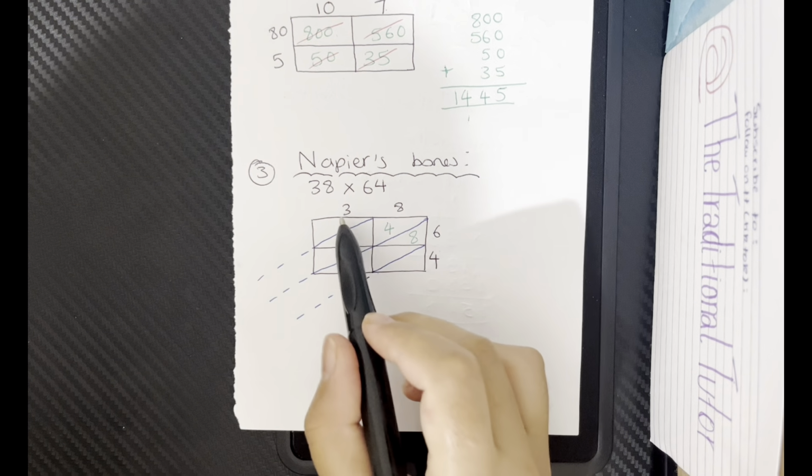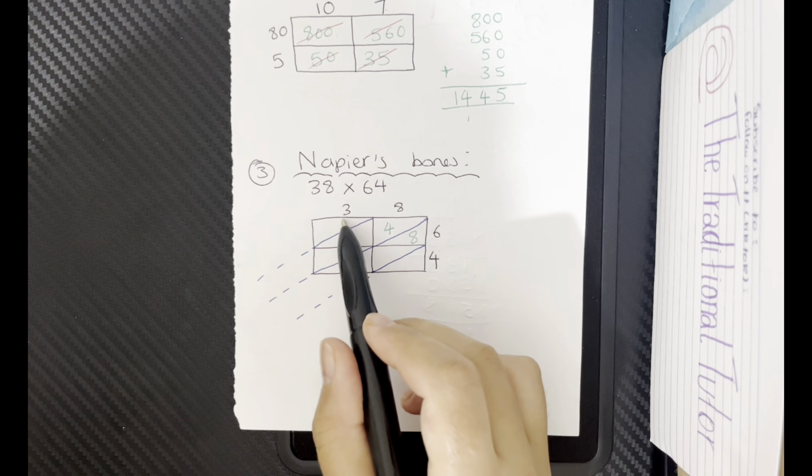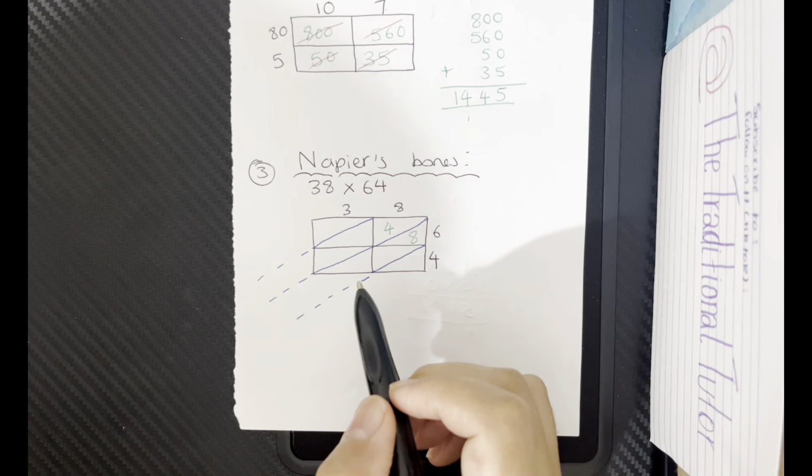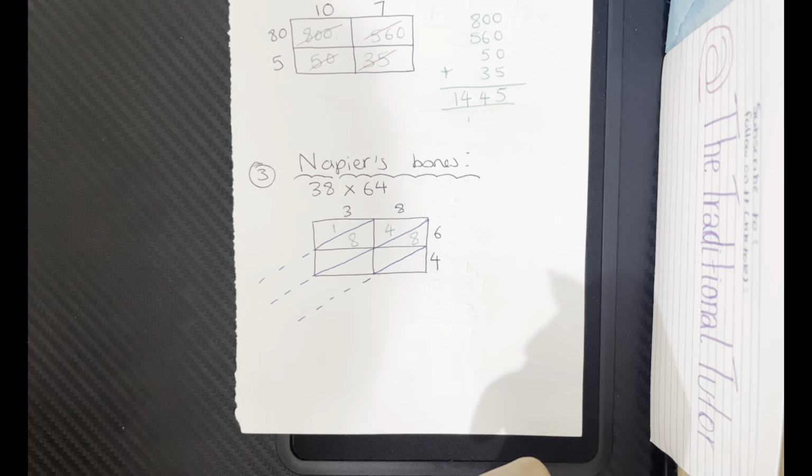Then I've got my 6, we multiply by 30. Okay, or 6 we multiply by 3, sorry. So 6 times 3 gives me 18. So I'm going to put a 1 there and an 8 there, okay?